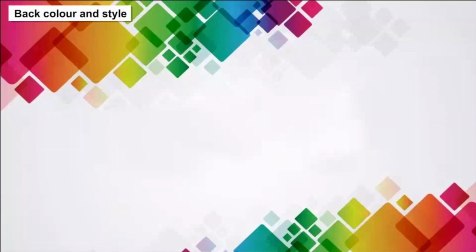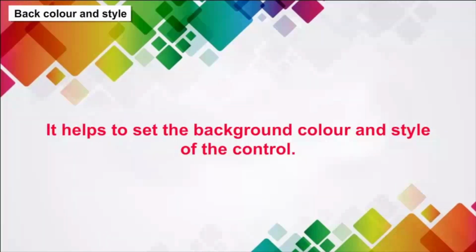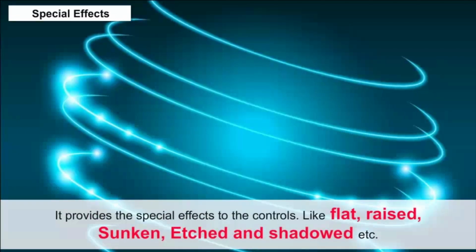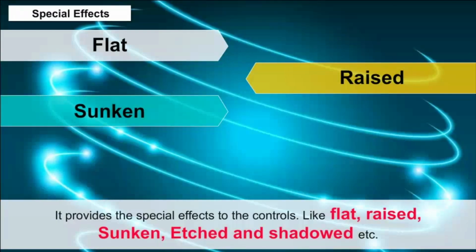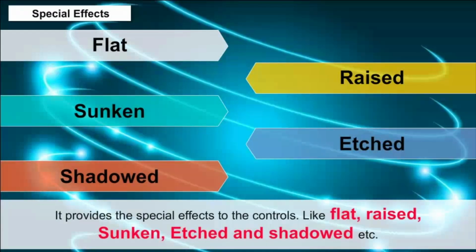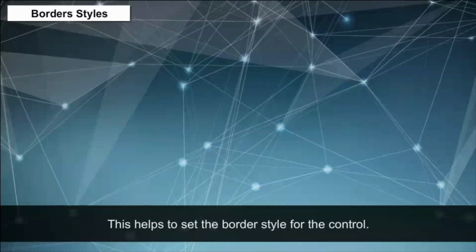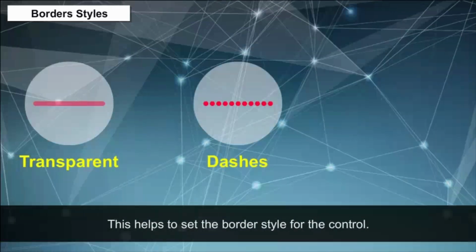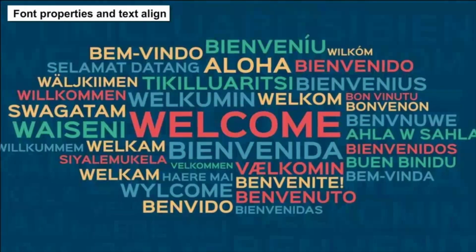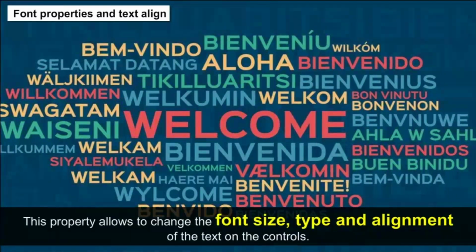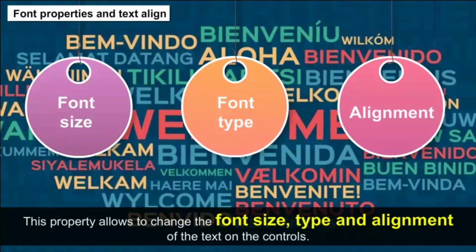Back color and style. It helps to set the background color and style of the control. Special effects. It provides special effects to the control, like flat, raised, sunken, etched, and shadowed, etc. Border styles. This helps to set the border style for the control, like transparent, dashes, solid, etc. Font properties and text align. This property allows you to change the font size, type, and alignment of the text on the controls.